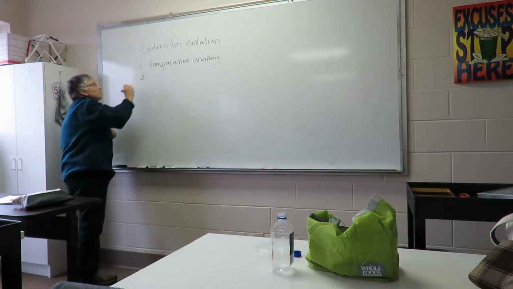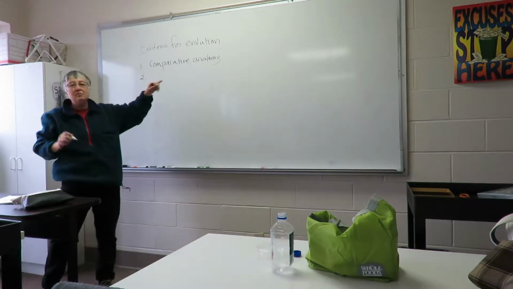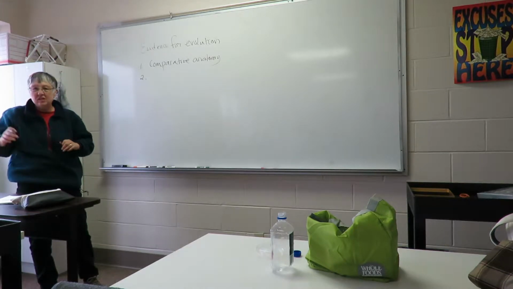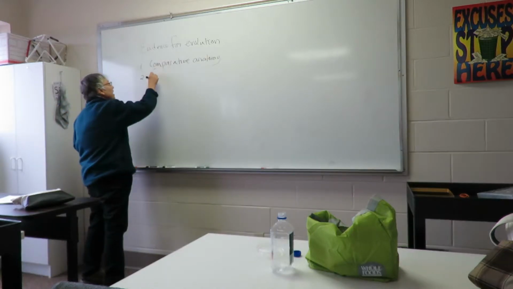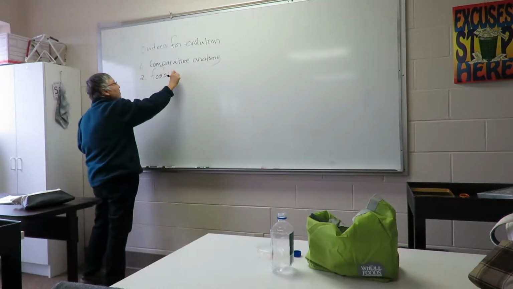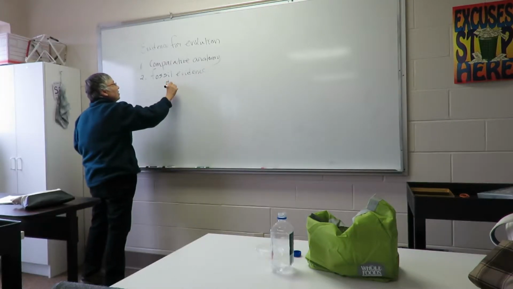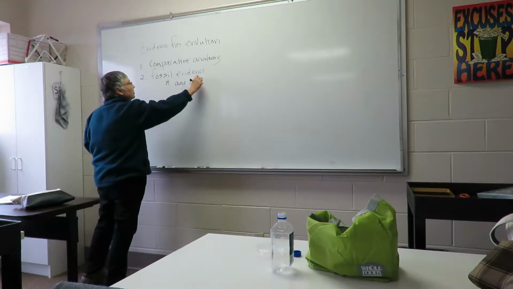The first is anatomy, and it's referred to as comparative anatomy because we're going to look at several different species and their structures. Second category is fossil evidence, and also evidence about the age of the Earth.